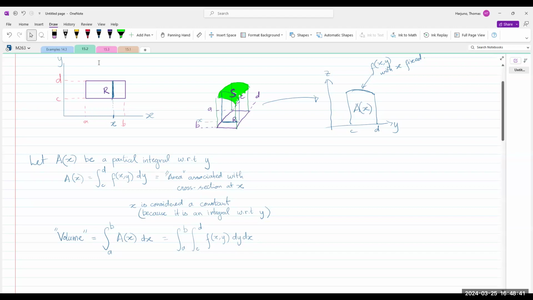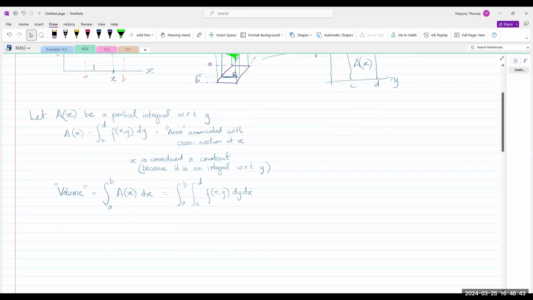Okay, now of course, similarly, integral from c to d, integral from a to b of f(x,y) dx dy. Notice I reverse the order of integration.